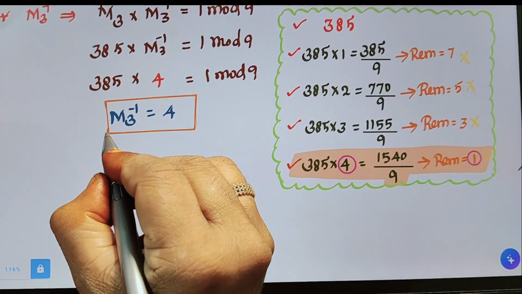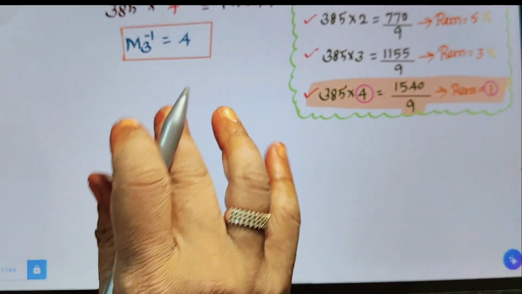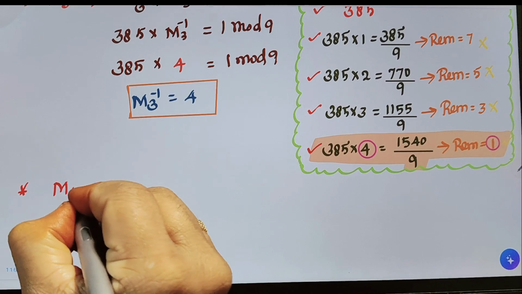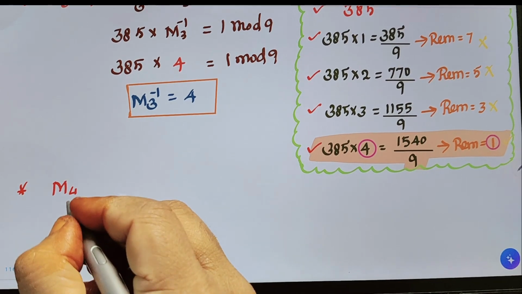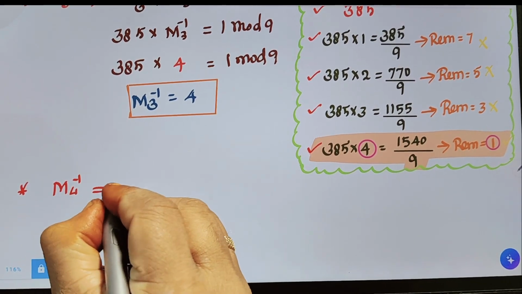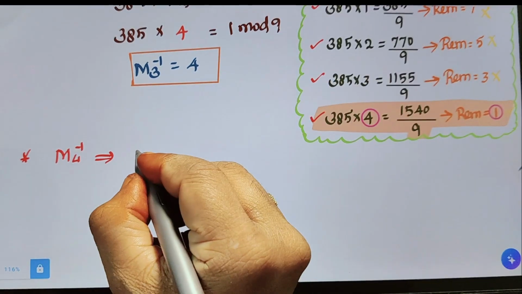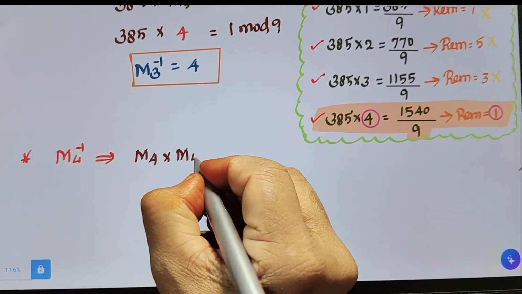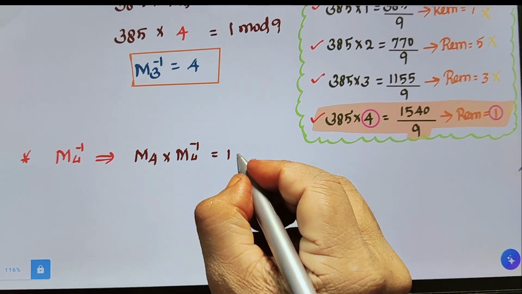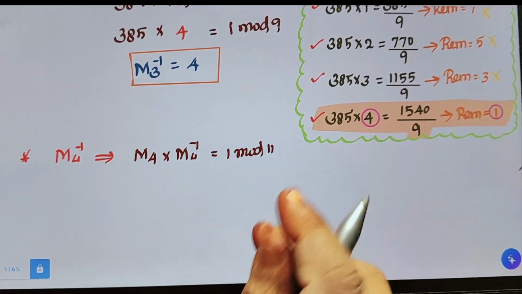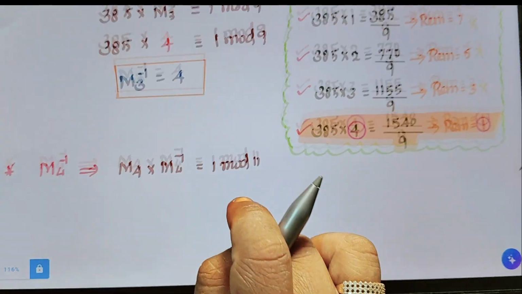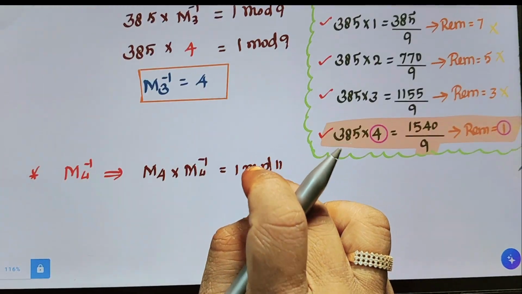The next step, find M4 inverse. M4 inverse equal to, here write the formula: M4 into M4 inverse equal to 1 mod 11. Substitute the respective values. Here M4 value is 315, right?